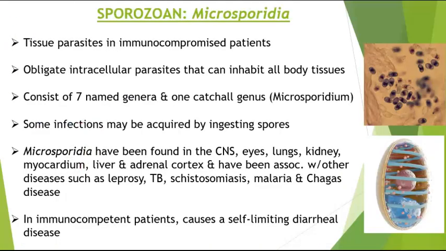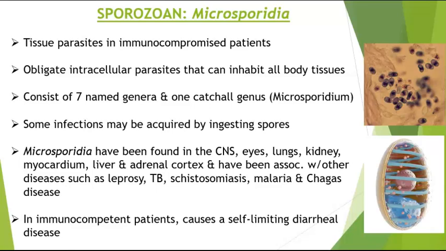Alright, in sporozoans, let's move on to the category of Microsporidia. These are tissue parasites that usually affect immunocompromised patients. These are obligate intracellular parasites, meaning they need a host to live. They can inhabit all body tissues. They consist of 7 named genera, and so basically this is a catch-all genus. Some infections may be acquired through the ingestion of spores.